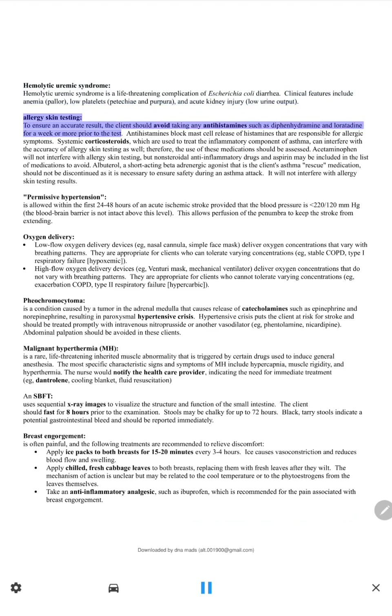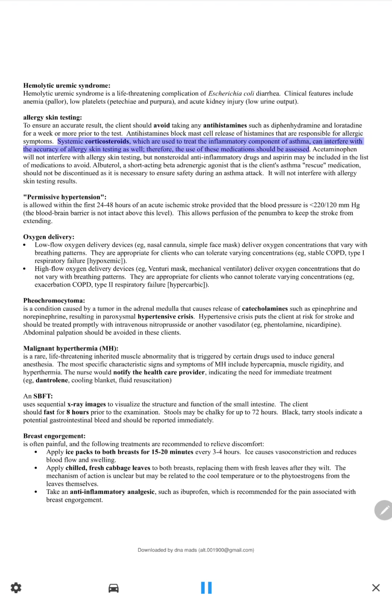Allergy skin testing. To ensure an accurate result, the client should avoid taking any antihistamines, such as diphenhydramine and loratadine, for a week or more prior to the test. Antihistamines block mast cell release of histamines that are responsible for allergic symptoms.